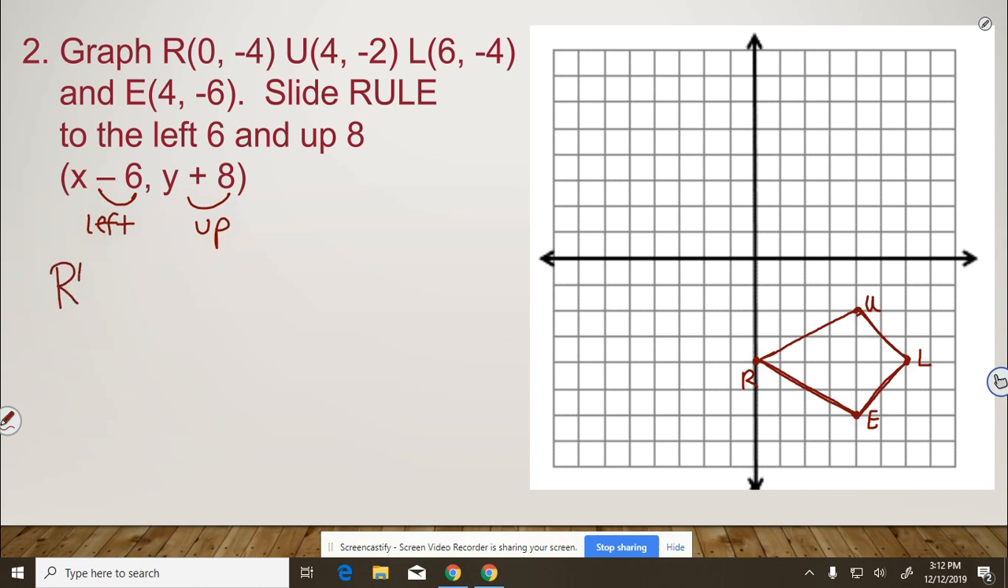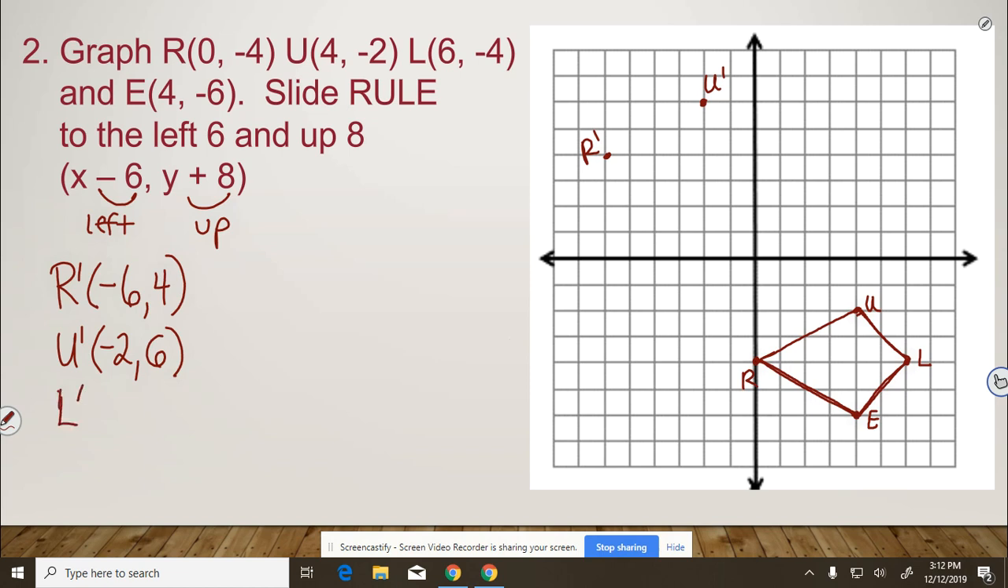R prime, if we do 0 minus 6 is going to be negative 6, and negative 4 plus 8 is going to be 4. So we have (-6, 4) for our new R. That means we go left 6 and up 4. And this is where R prime should be located. Then U prime, we're going to again do 4 minus 6, which is negative 2, and then negative 2 plus 8 is 6. So U prime is at (-2, 6), left 2, up 6, right here.